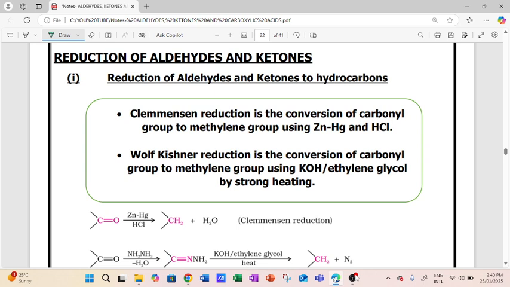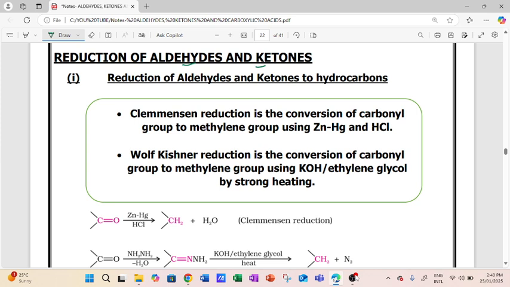Reduction is one of the chemical properties of aldehydes and ketones. There are two important reductions of aldehydes and ketones. This chemical property can come as a name reaction, because here we are going to study two name reactions, or it can be asked as conversions or complete the reactions. Even paragraph questions in A, B, C, D form can be asked.